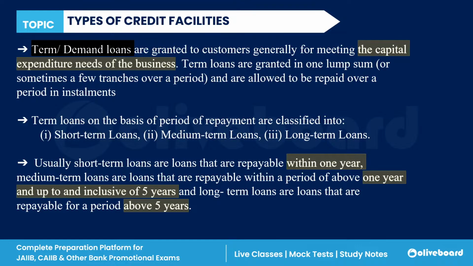Now, last thing, let's talk about the term or demand loan. So, what is a demand or term loan? It is for meeting the expenditure needs of the business. A term loan is given in one lump sum payment, and it is repaid over a period in installments. These are classified into short-term, medium-term, and long-term loans. Short-term loans are usually repaid within 1 year. Medium-term loans are usually repaid between 1 year and up to 5 years, and long-term loans are over and above 5 years. Clear?